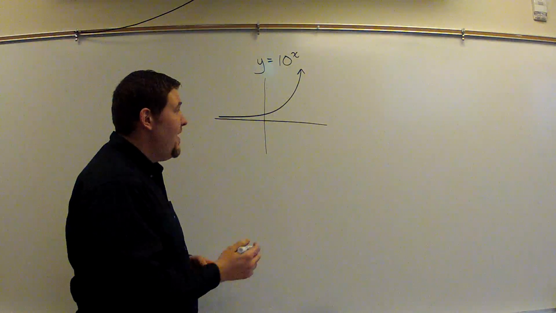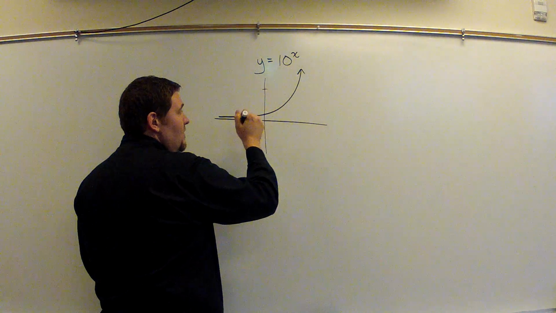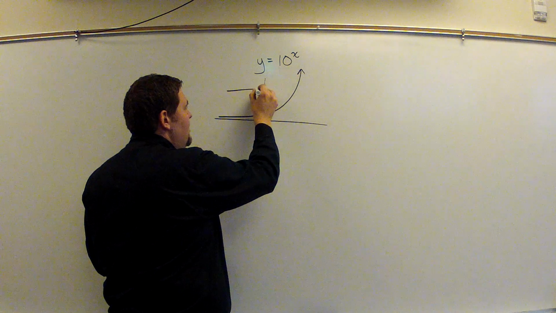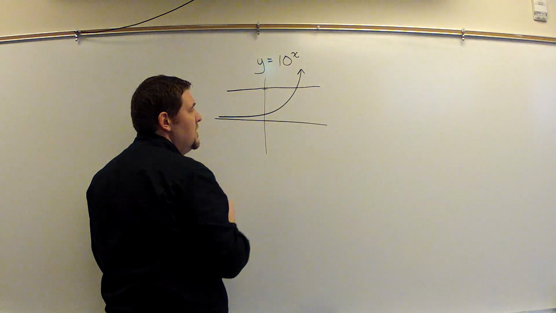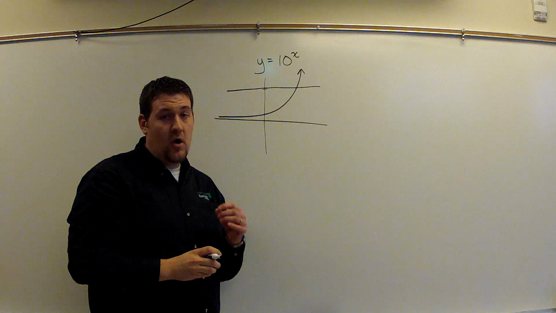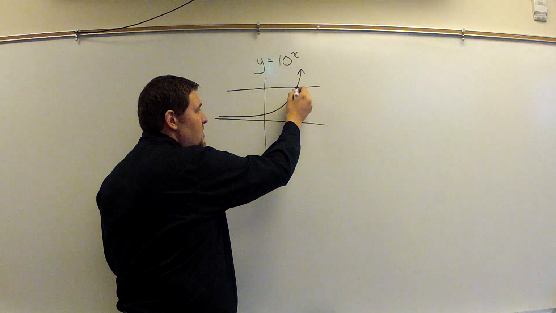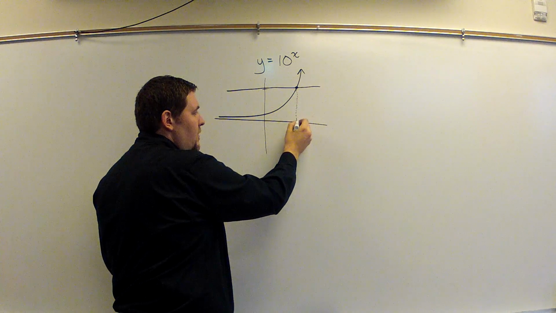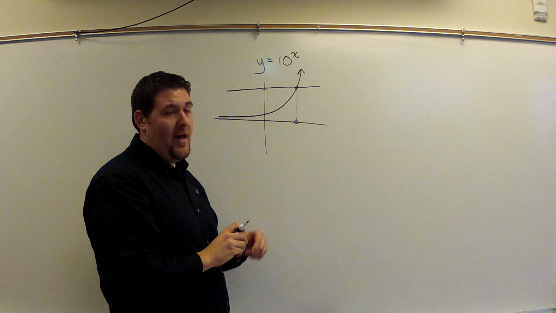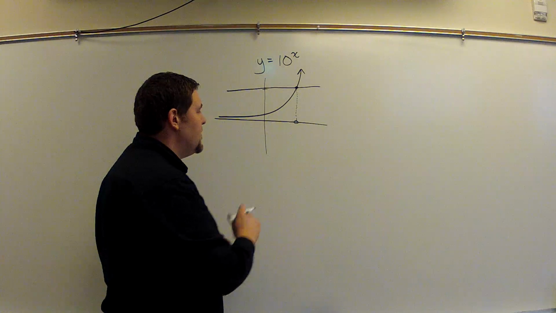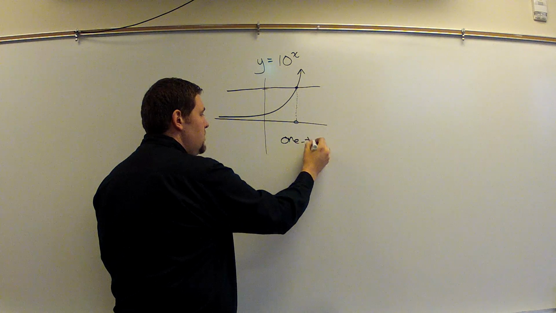So I'll give you, for instance, if I chose this y value right here, I don't know what it is, doesn't matter, I'm just choosing a y value. That y value is the same across this whole horizontal line. If you look, that horizontal line only intersects the 10 to the x function in one place, right here, which means this x value right there maps to that y value, and it's the only way to map to that y value. That makes this function 1 to 1.